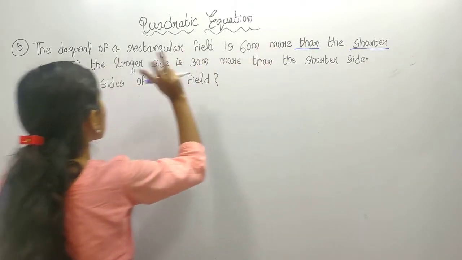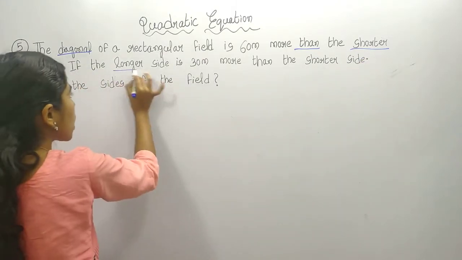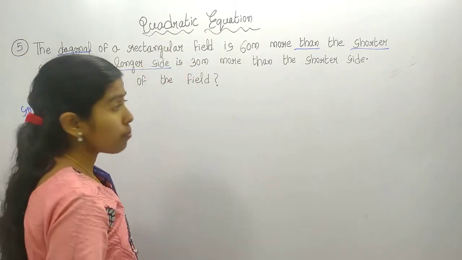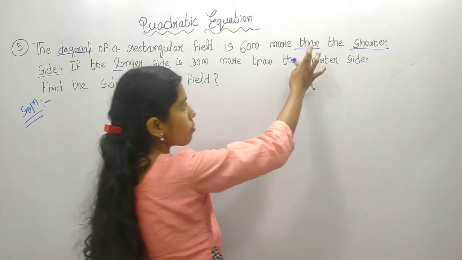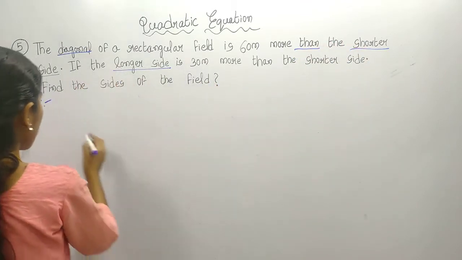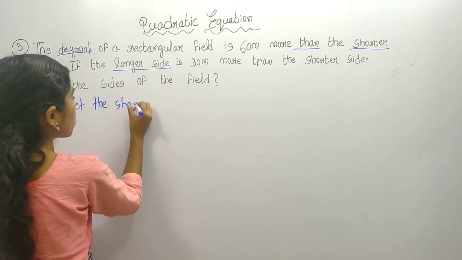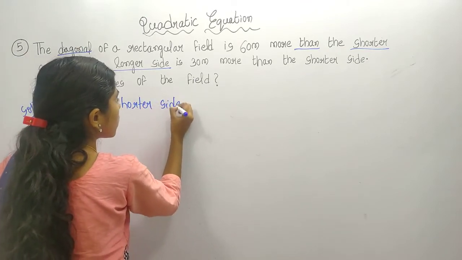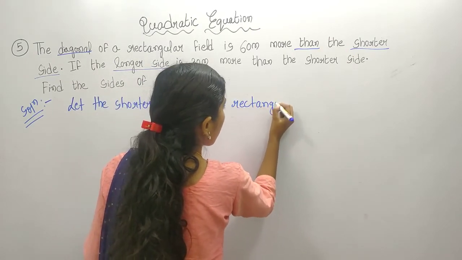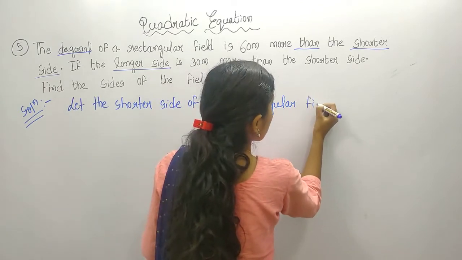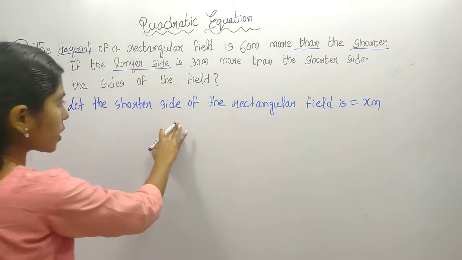So here three things are there. One is the diagonal, one is the shorter side, and another one is the longer side of a rectangular field. First you have to see the values of the three sides. The shorter side is given, so we will take x for the shorter side. Let the shorter side of the rectangular field be x meter.